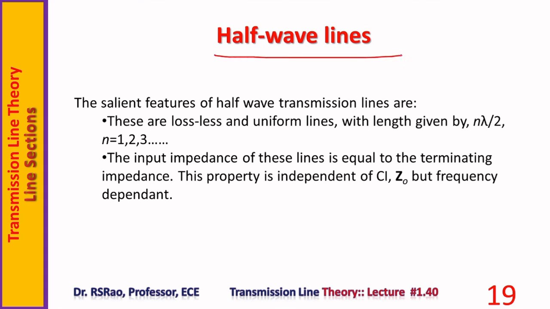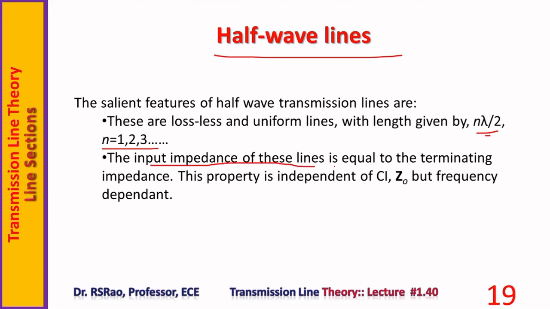Now we come to half wave lines. Half wave lines are lossless lines whose length is half wavelength long. Eighth wave line means length is lambda by 8. Quarter wave means length is lambda by 4. Half means length is lambda by 2. It is mentioned here n lambda by 2 where n is 1, 2, 3 etc.